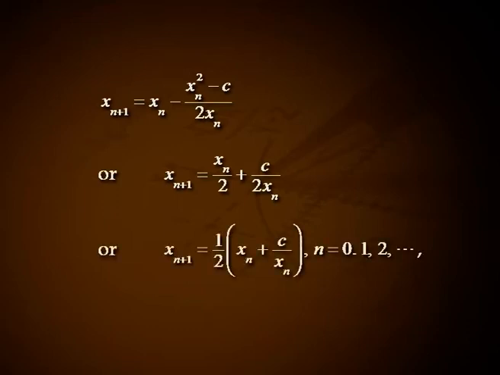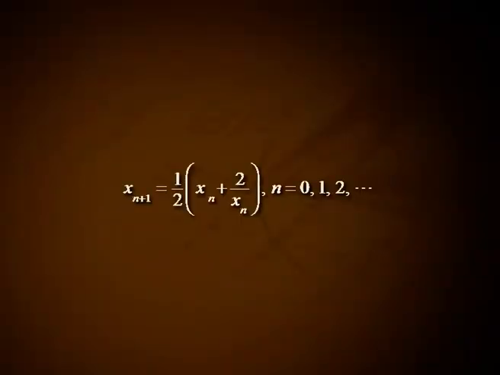Using the Newton's iteration formula, we have x_{n+1} = x_n - (x_n^2 - c)/(2x_n), or x_{n+1} = x_n/2 + c/(2x_n), or x_{n+1} = 1/2 (x_n + c/x_n) for n = 0, 1, 2, etc. Now to find the square root of 2, let c = 2, so that x_{n+1} = 1/2 (x_n + 2/x_n) for n = 0, 1, 2, etc.